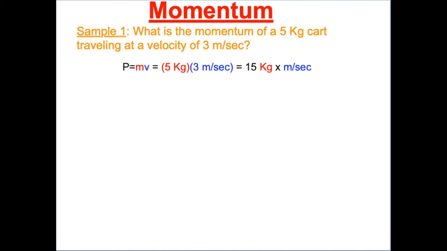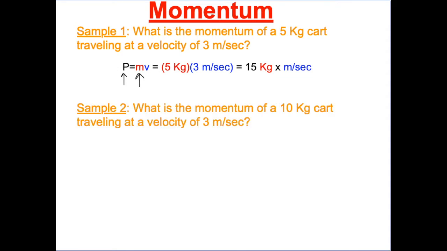Now you can see from this math formula that if the mass increases, the momentum increases as well, since mass and velocity are being multiplied. For example, let's double the mass in our sample problem. Now, what is the momentum of a 10 kilogram cart traveling at a velocity of 3 meters per second? First thing we do is write our formula, mass times velocity, plug our numbers in, 10 kilograms times 3 meters per second, and it equals 30 kilograms times meters per second.